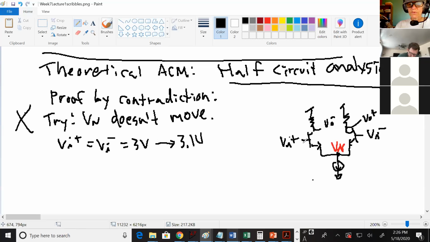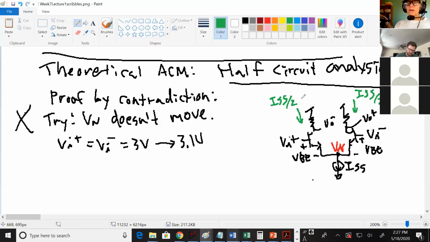At 3 volts, there's going to be some VBE here. And if Vi plus equals Vi minus, and this is ISS, what's the current through each side here? What does it have to be? Half of ISS. Okay, so that's when Vn plus and Vn minus equals 3 volts.